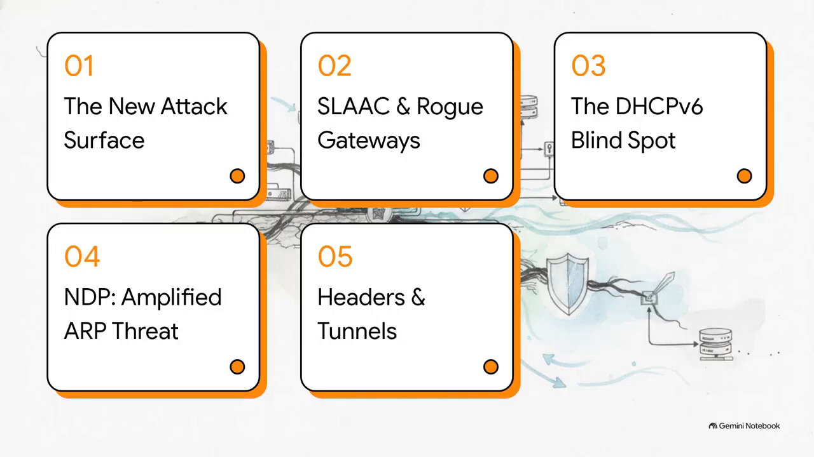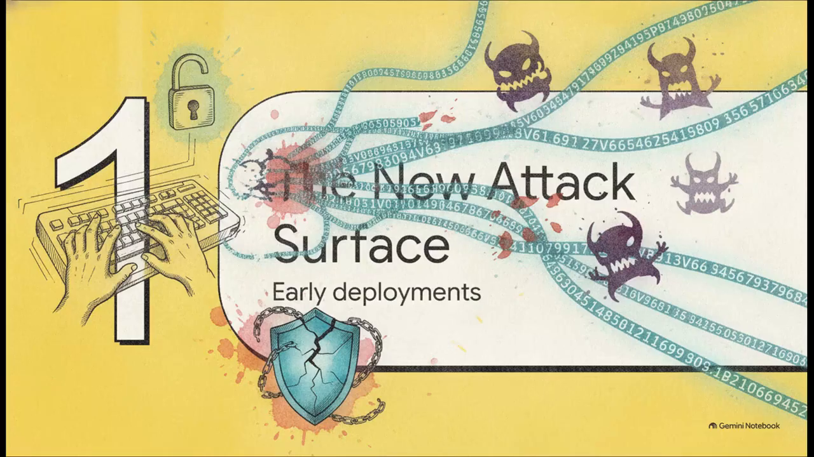Okay, let's dive into this roadmap. We've got 5 main stops today: the new attack surface, SLAAC and rogue gateways, the DHCPv6 blind spot, how NDP amplifies ARP threats, and finally, headers, fragments, and tunnels. We're going to systematically unpack exactly how IPv6 breaks your existing mental models, and more importantly, how you can actually fix it. Starting off with Section 1, the new attack surface.